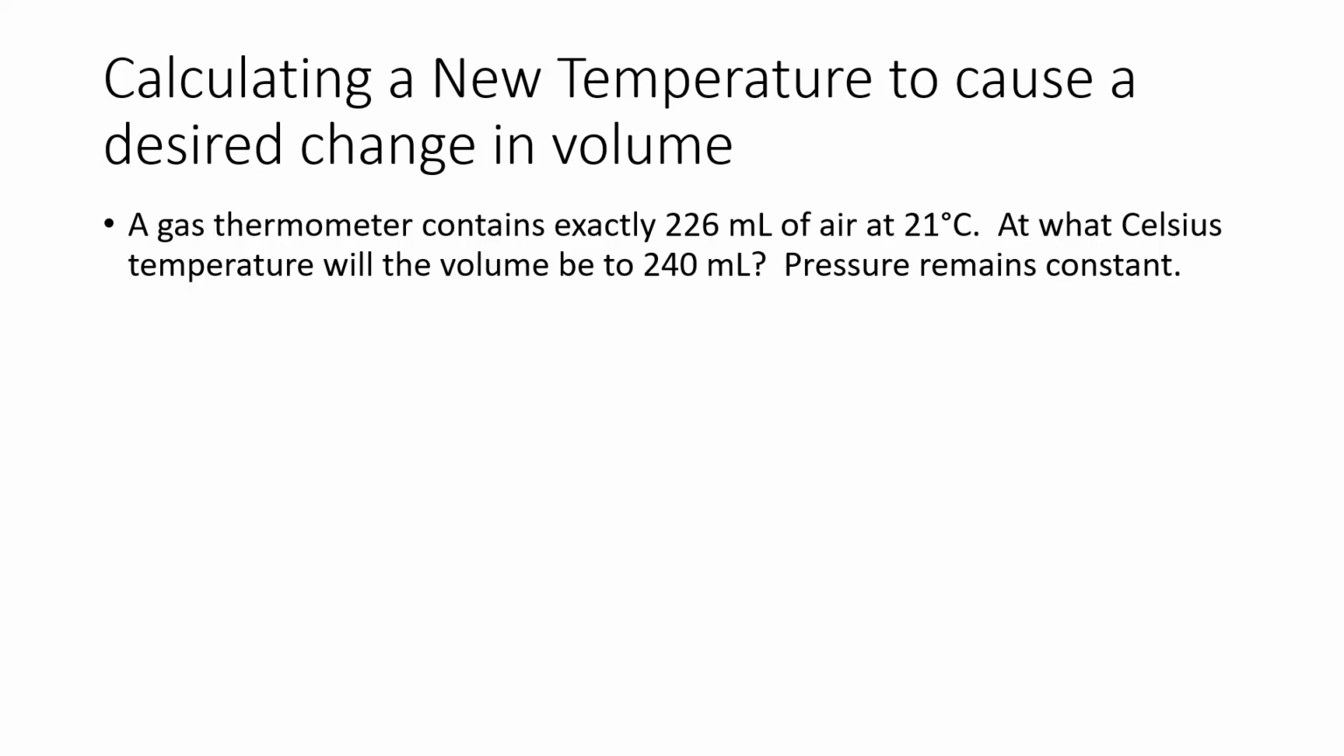Calculating a new temperature to cause a desired change in volume. So a gas thermometer contains exactly 226 mL. So this is volume. At a temperature of 21 degrees Celsius. So this is the temperature. At what Celsius temperature will the volume be 240 mL, I'm sorry. So V1, T1, T2, V2.